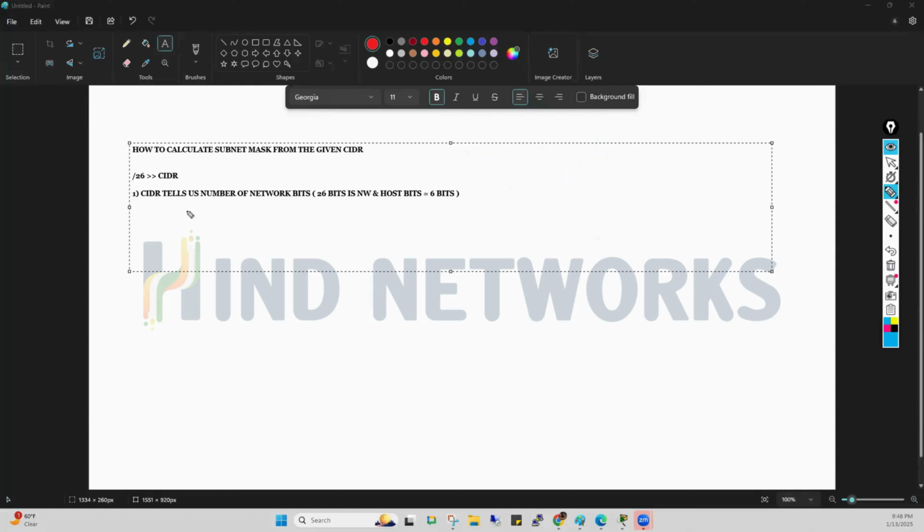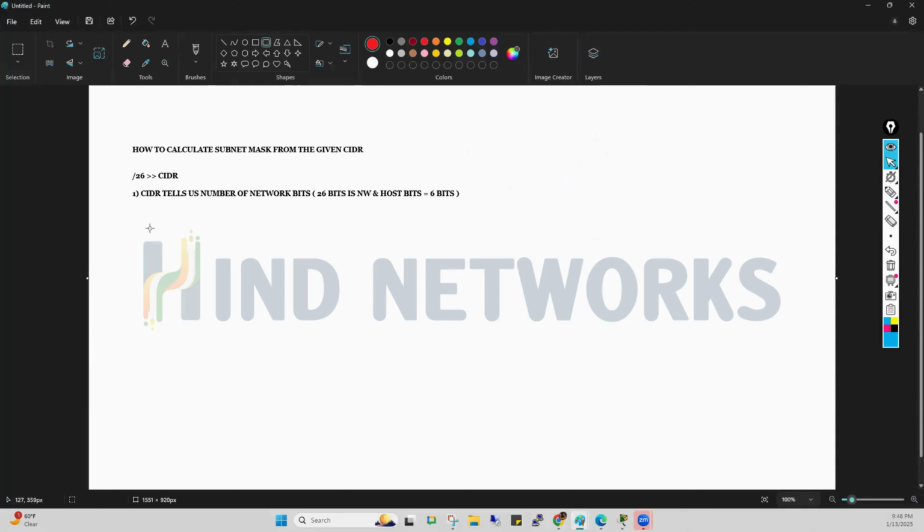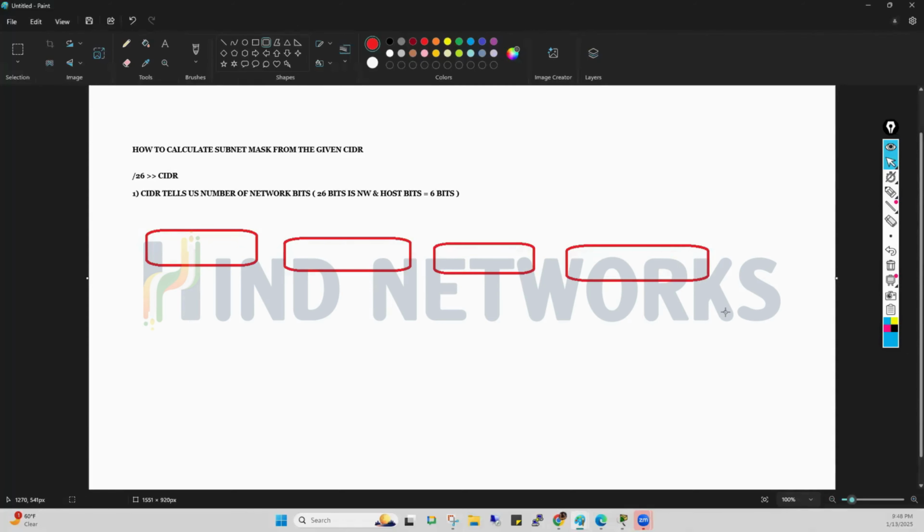Clear? Now how many bits do we have, guys? 26 bits. Done. Now how many octets are there? Total 4 octets whenever we write the subnet mask: octet number 1, octet number 2, octet number 3, and octet number 4. These are the 4 octets. Now you have to write all the 26 bits. In one octet, what is the maximum number of bits you can write? Maximum you can write 8 bits.